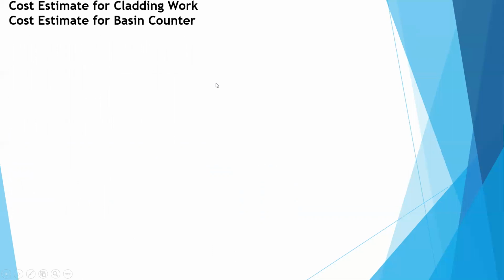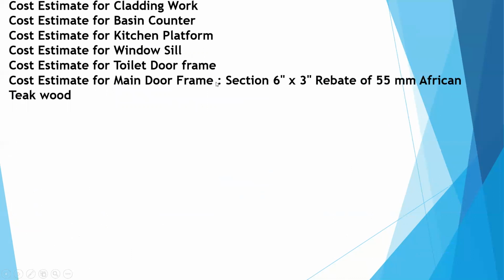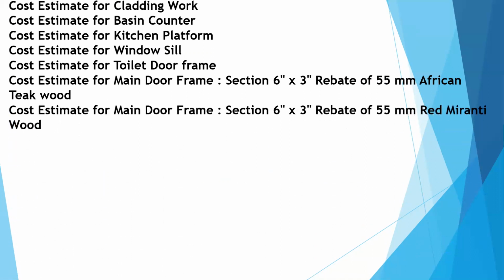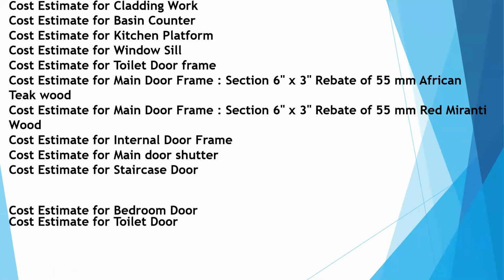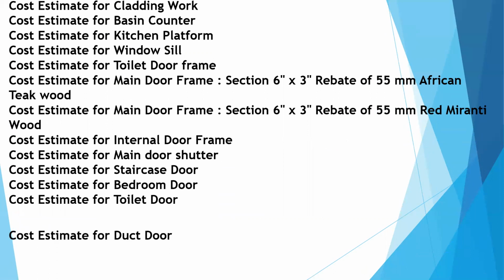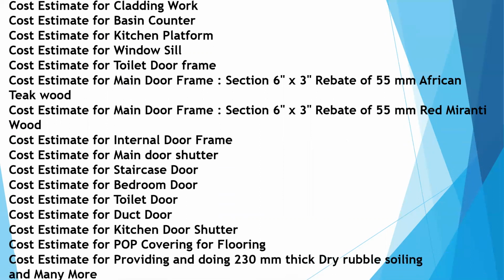estimate for cladding work, estimate for basin counter, estimation for kitchen platform, estimation for window sill, estimation for toilet door frame, estimation for main door frame, section 6 inches by 3 inches with African teak wood, estimation for main door frame 6 inches by 3 inches with red Meranti wood, estimate for internal door frames, estimation for main door shutters, estimate for staircase door, estimate for bedroom door, estimate for toilet door, estimate for duct door, estimate for kitchen door shutter, estimate for POP covering for flooring, estimate for doing 230 mm dry rubble soling, and many more items.